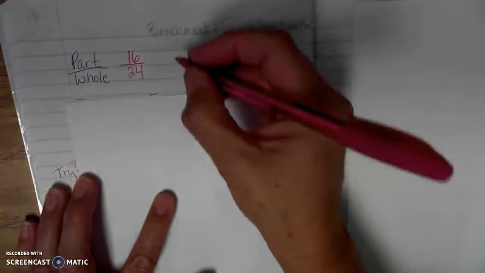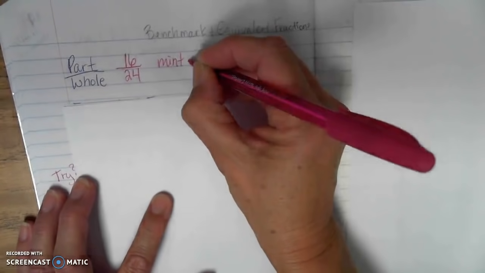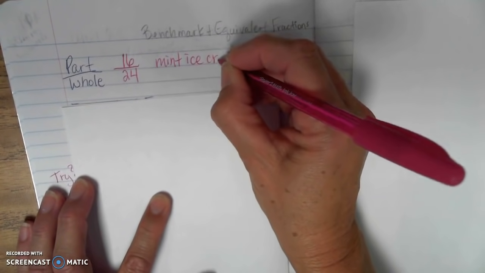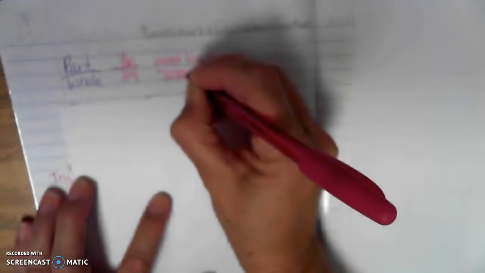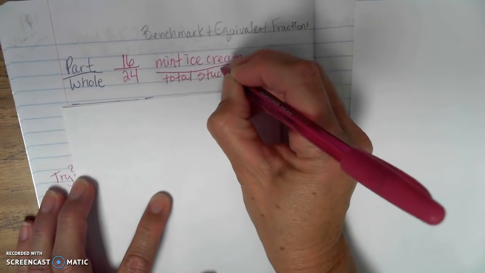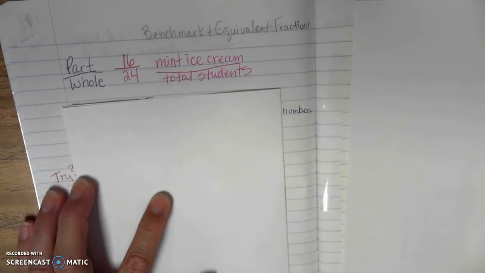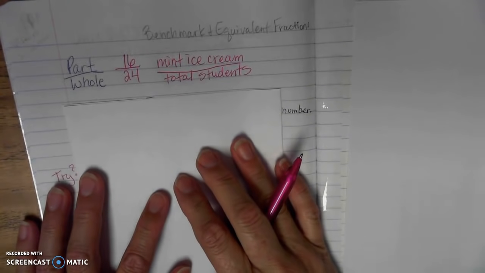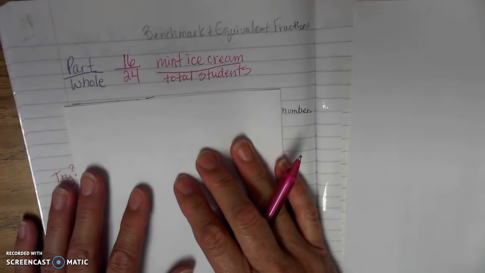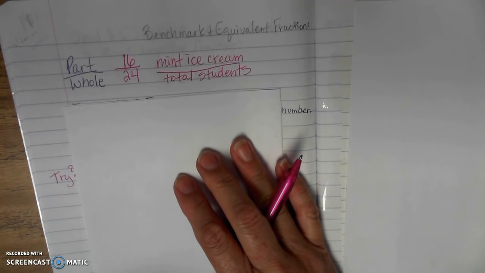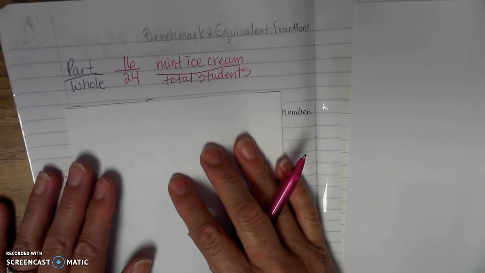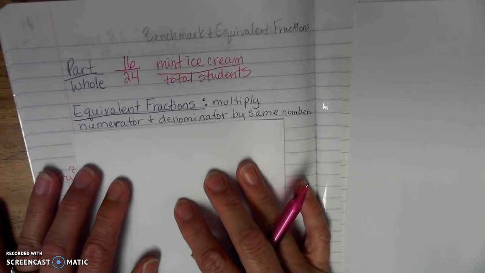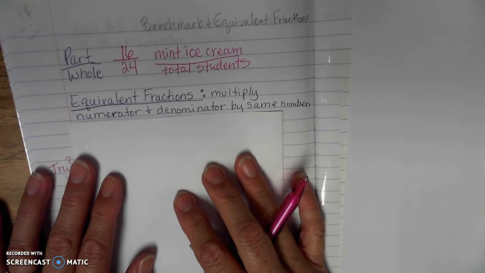Okay, so we have 16 who like mint ice cream out of a total number of students in the classroom. All right, so again, that part to whole relationship. And we know that we can write equivalent fractions. We can simplify fractions, which we talked about the other day, which we could simplify this. And we have equivalent fractions. All right, so go ahead and pause the video and copy that down.